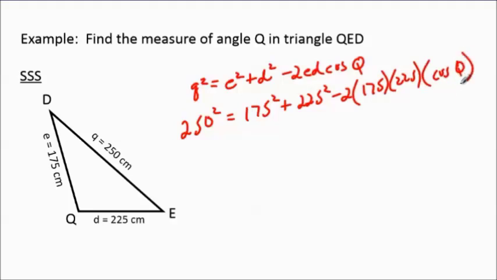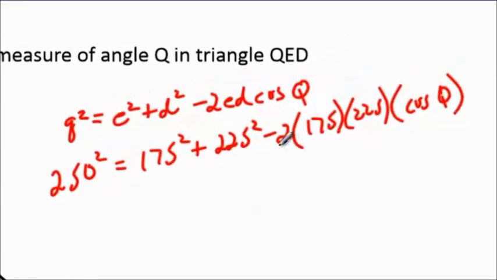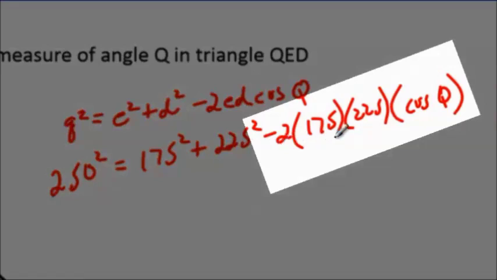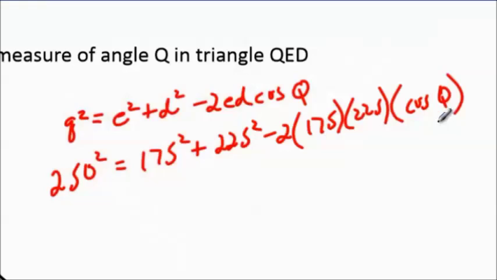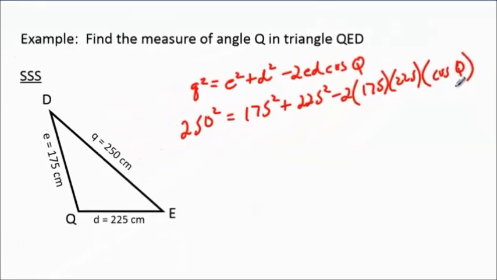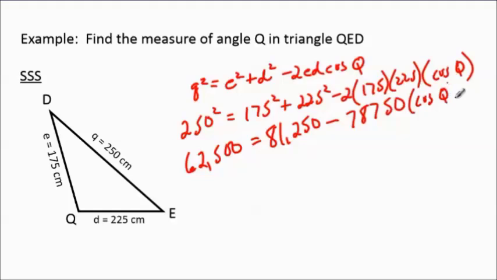Now in this case, my variable is the angle. I've got to be careful here, and here's the reason why. This last part here, the minus 2 times this times this times the cosine of Q, that's all one expression and multiplied together. Okay, so watch what happens with the math as we go. 250 squared is 62,500, and that equals, okay, when I square each of these and add them together, I get 81,250. And that's minus, now 2 times 175 times 225 is 78,750. And that's still times the cosine of Q.